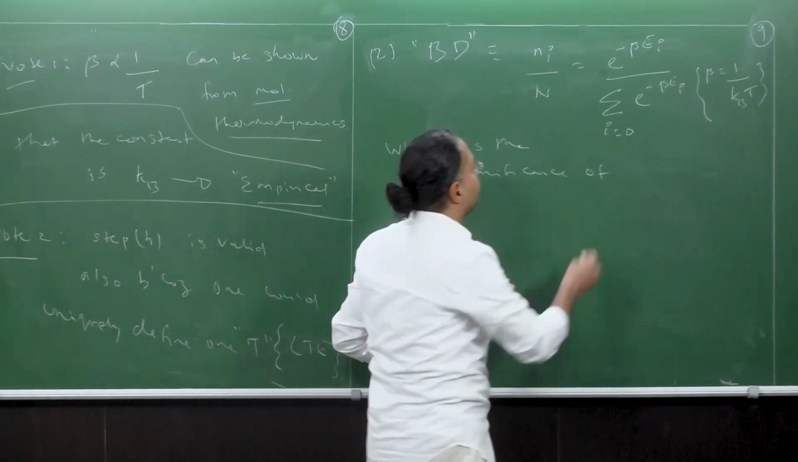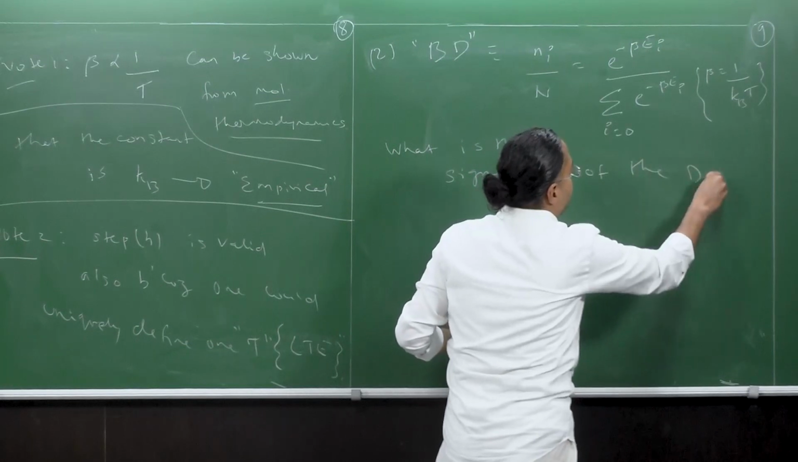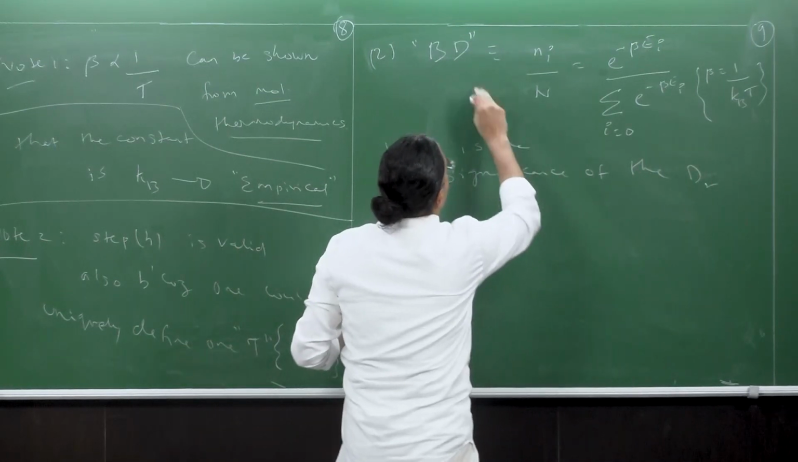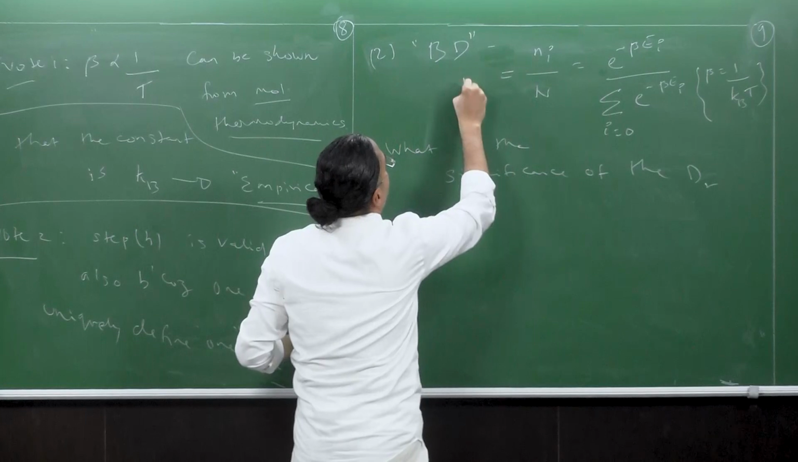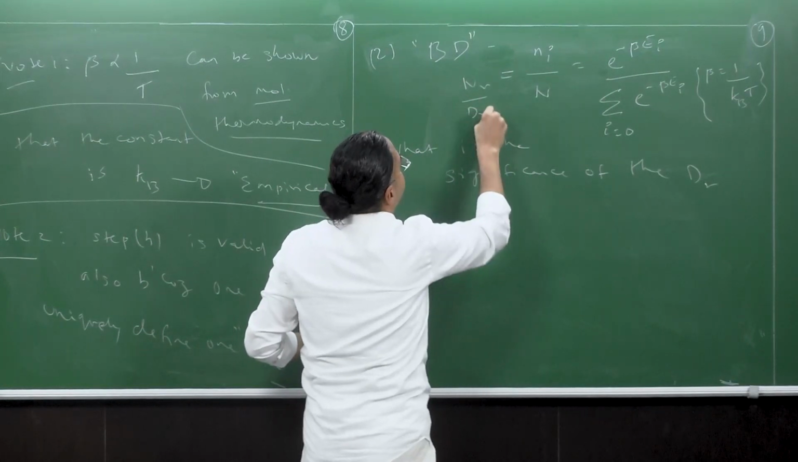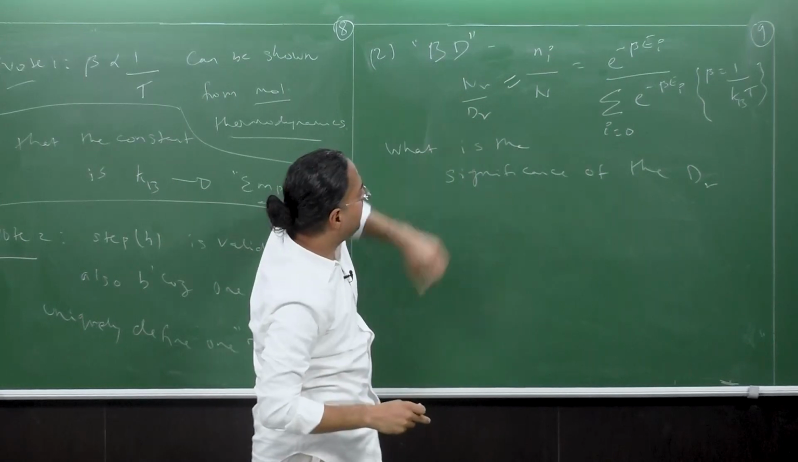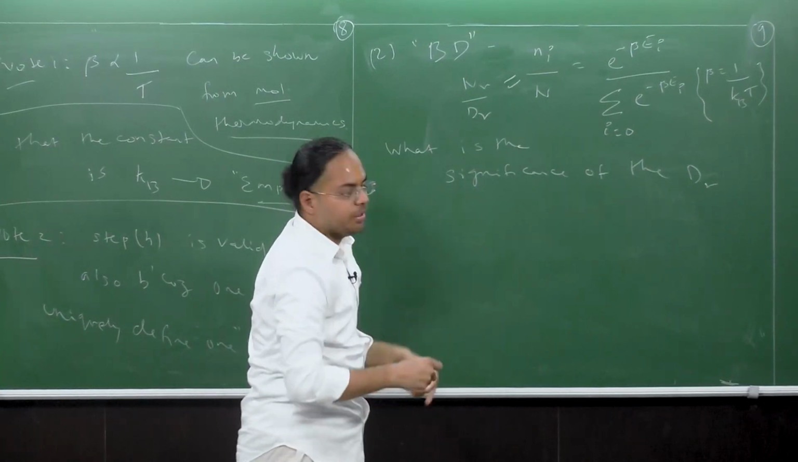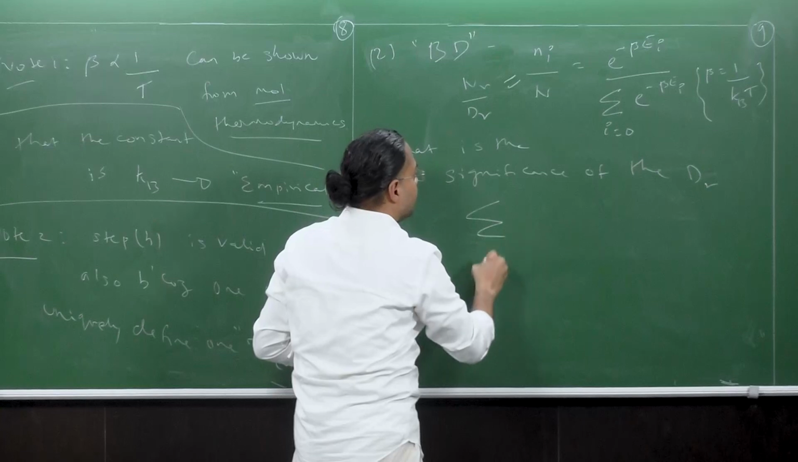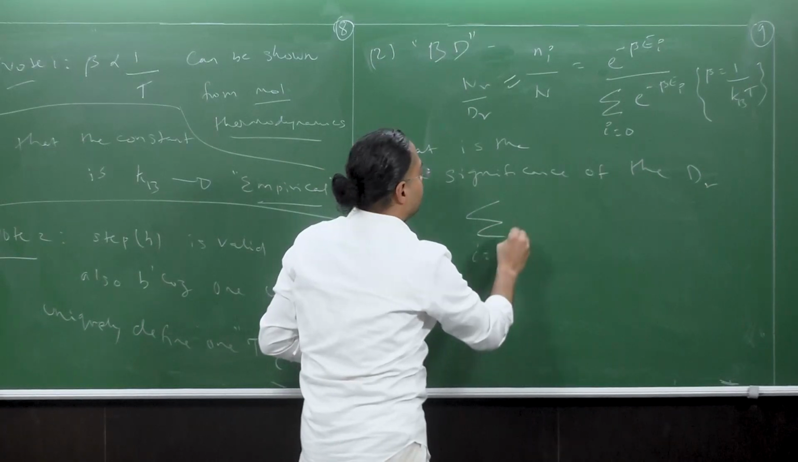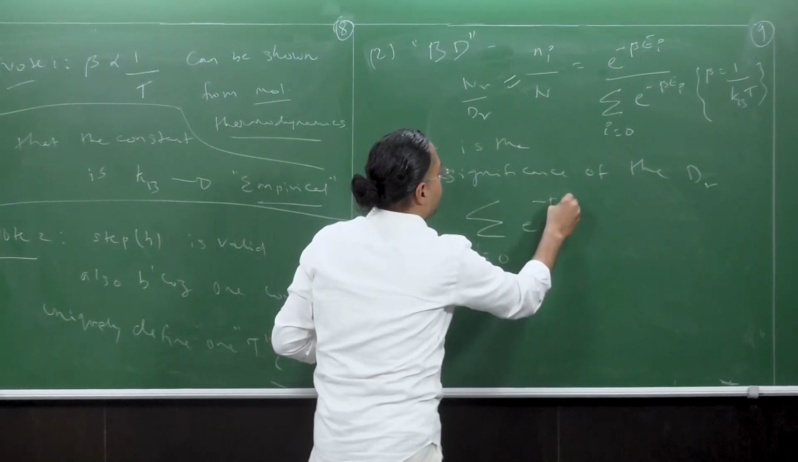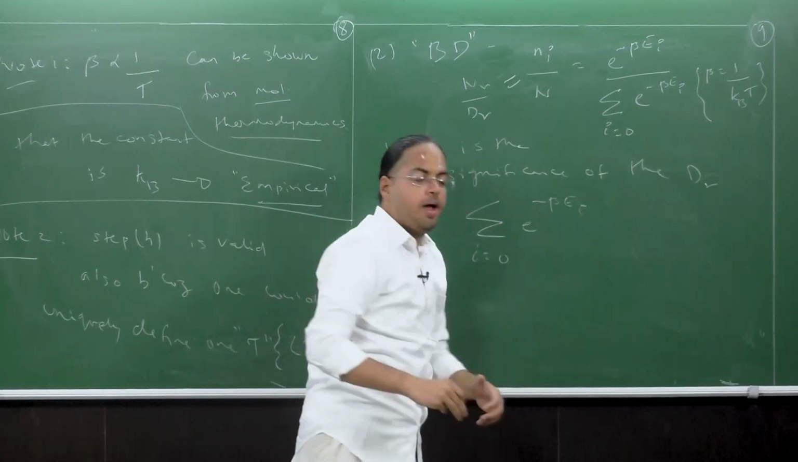What is the significance of the denominator? I'm just going to call this Ni by N, we can call this numerator over denominator, okay, right? So what is the significance of this denominator? That is, this particular term right here, the sum over i equal to 0 of e to the power minus beta Ei, right?